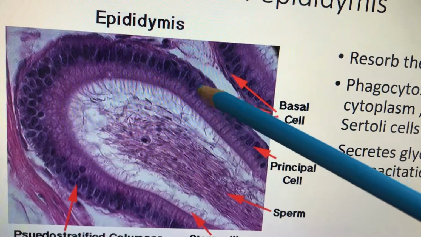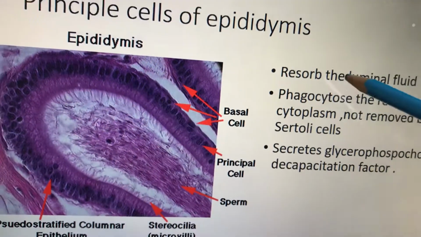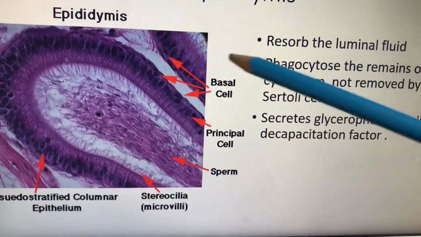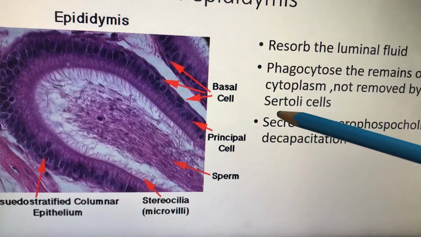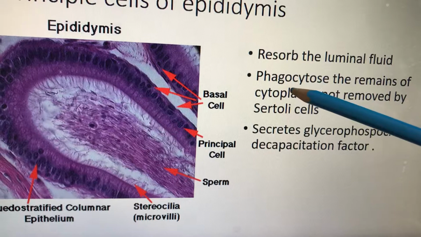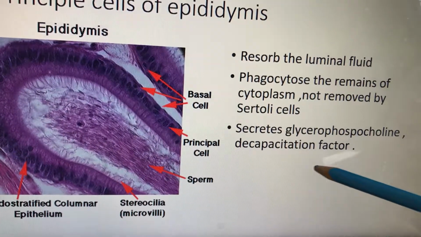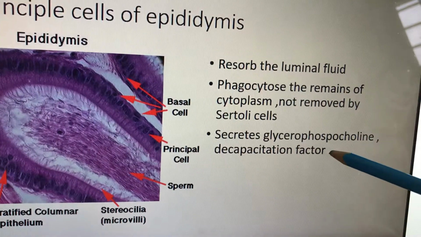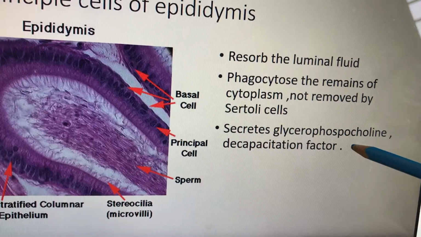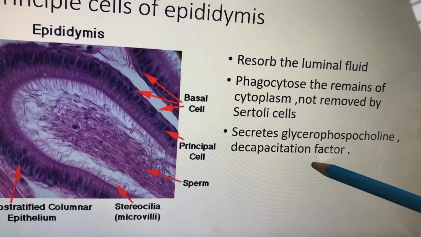These columnar cells are called principal cells. What is the role of the principal cells? They absorb the luminal fluid, and like the Sertoli cells, they engulf or phagocytose the remnants of the spermatid. The left out remnants will be phagocytosed by this. The most important function, every student should tell this answer. This secretes a substance called glycerophosphocholine, which acts as a decapacitation factor.